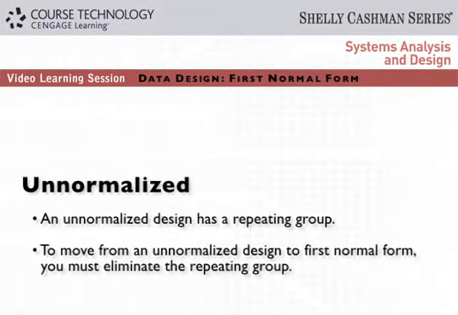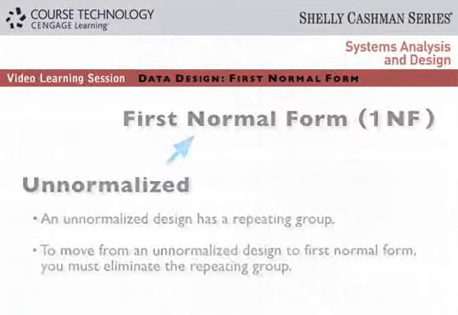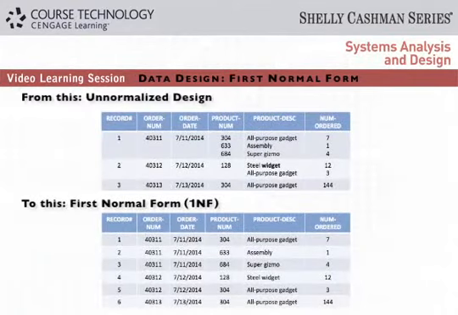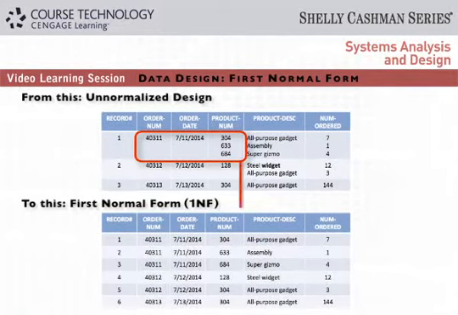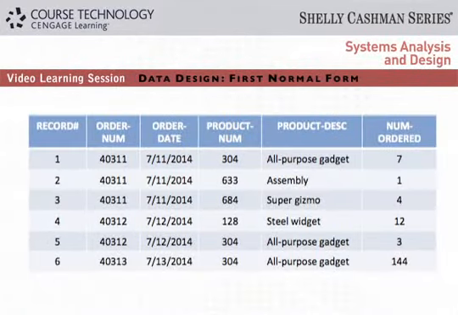Now let's move from unnormalized to first normal form, or 1NF, by eliminating the repeating group. Here's how to do that. Instead of a repeating group, we'll create a separate record for each product in each order. For example, the three products in order number 40311 become three separate records. The repeating group is gone, but we need a unique primary key to identify each record.